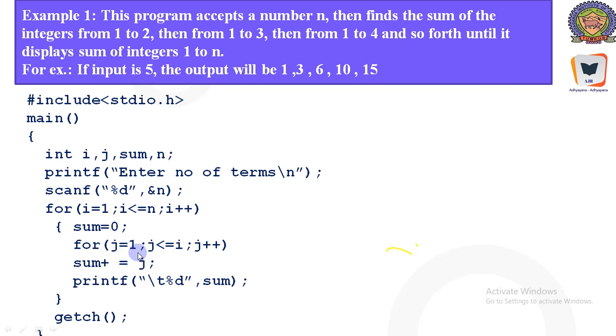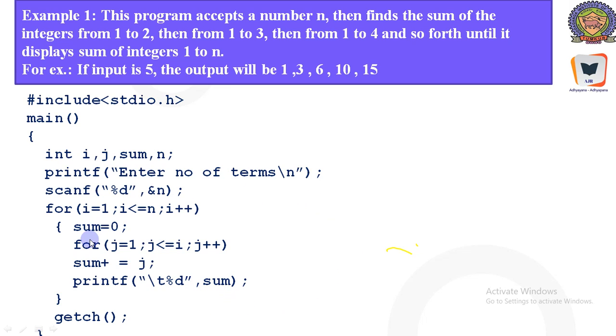For j equal to 1, j less than or equal to i, j plus plus. So here in the first iteration of the outer for loop, j equal to 1 and j less than or equal to i will bring 1. Therefore, it is sum plus equal to j. That is sum, the earlier value of sum is 0, 0 plus 1 equal to 1. So the sum will be generated.